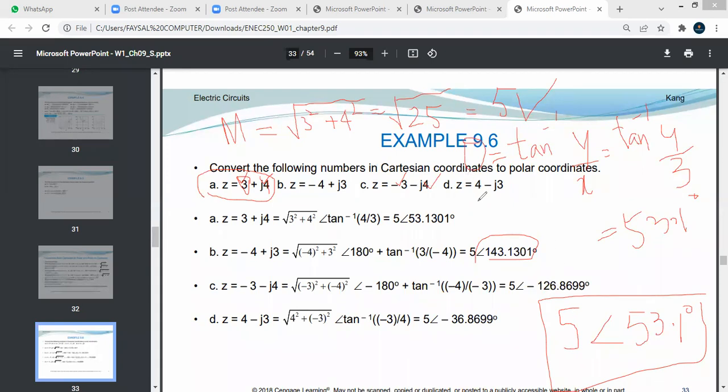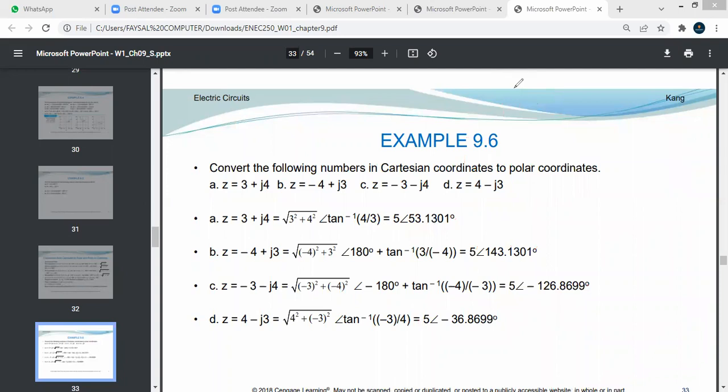For the last part, it is 4 and this one, so the magnitude will be 5. Then tan inverse equals minus 3 upon 4, and the value is minus 36.8. So it will be written as 5 having angle minus 36.8. So this is the solution of part A, this is for B, this is for C, and this is for D respectively. So this is the solution of example 9.6.